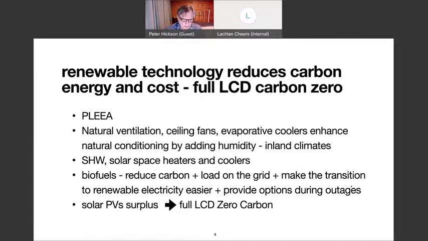The use of renewable fuels in stoves, space heaters, and hot water services reduces both energy and carbon, keeping heating energy as low as possible. This reduces the load on the grid, makes the transition to renewables easier, and provides options in outages. A PV array is then able to repay all the operational and embodied energies. The strategy of passive low energy earth architecture is to reduce energy and carbon at every stage, so the addition of a moderately sized PV array achieves full life cycle zero carbon.